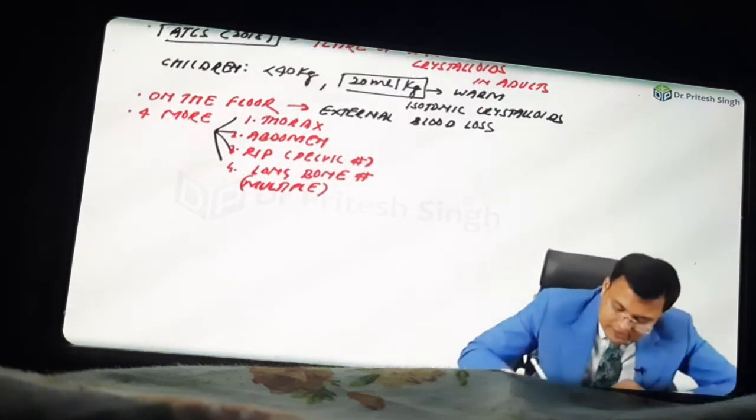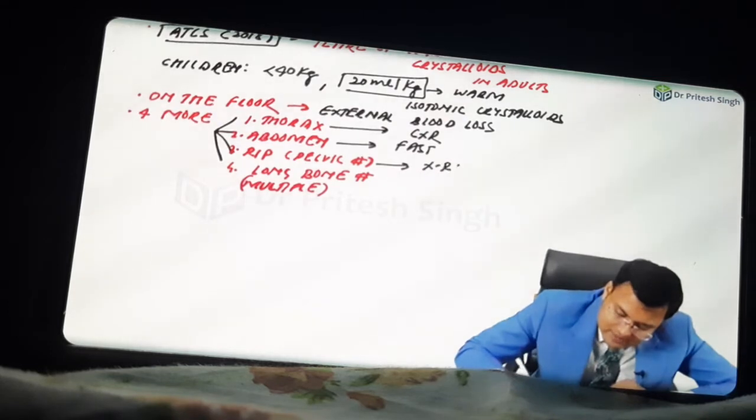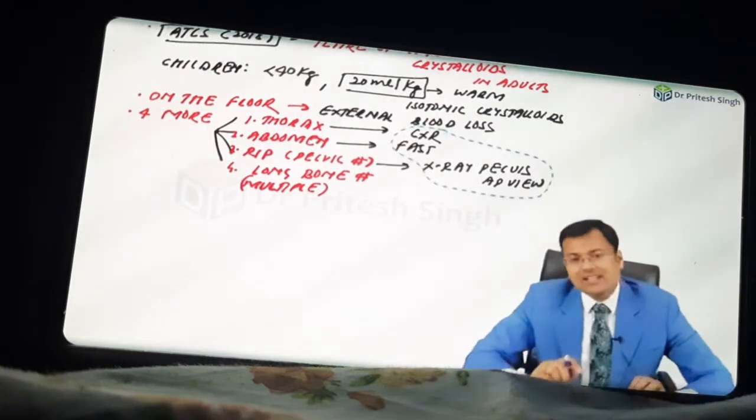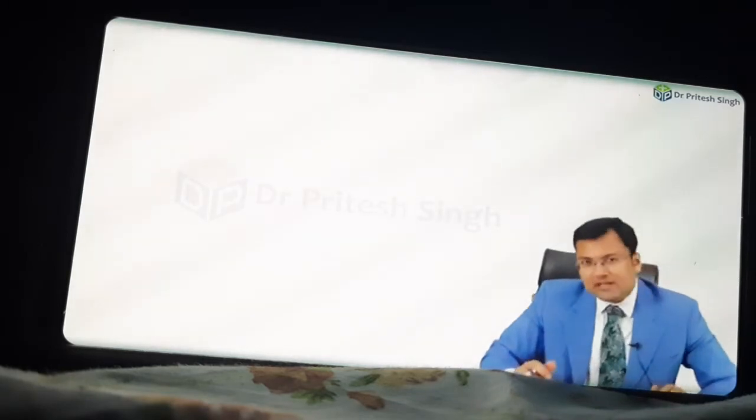Now how are you going to assess the thorax? For thorax, we can go for chest X-ray. For abdomen, we perform FAST, and for pelvic fracture, X-ray pelvis AP view. So one question is asked: what are the two most important X-rays in patients of trauma? It is the chest X-ray and X-ray pelvis AP view. Whenever we are resuscitating the patient, simultaneously we are assessing the shock also. If the patient is not improving, in those patients what do we have to go for?